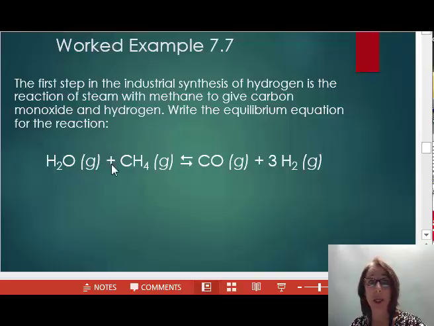plus CH4(g), or gaseous methane, back and forth arrow, or is in equilibrium with CO(g), or gaseous carbon monoxide, plus 3 H2(g), or 3 moles of gaseous hydrogen. Pause the video to do this.